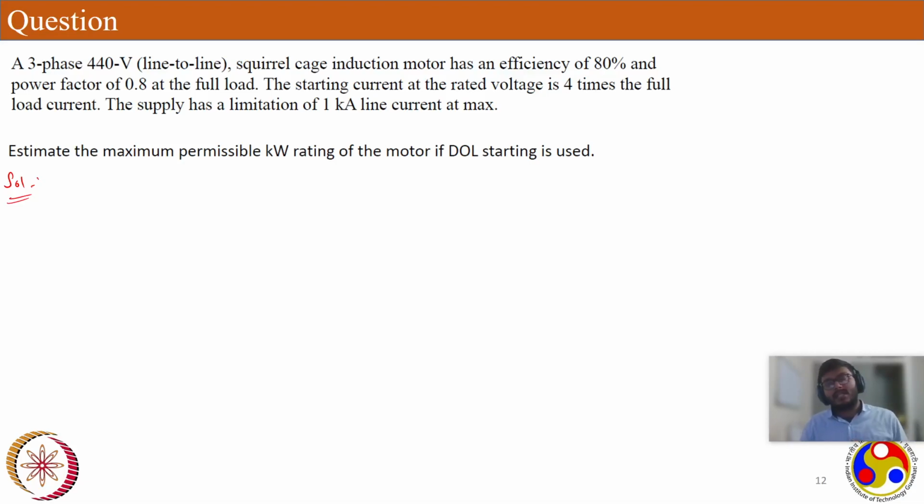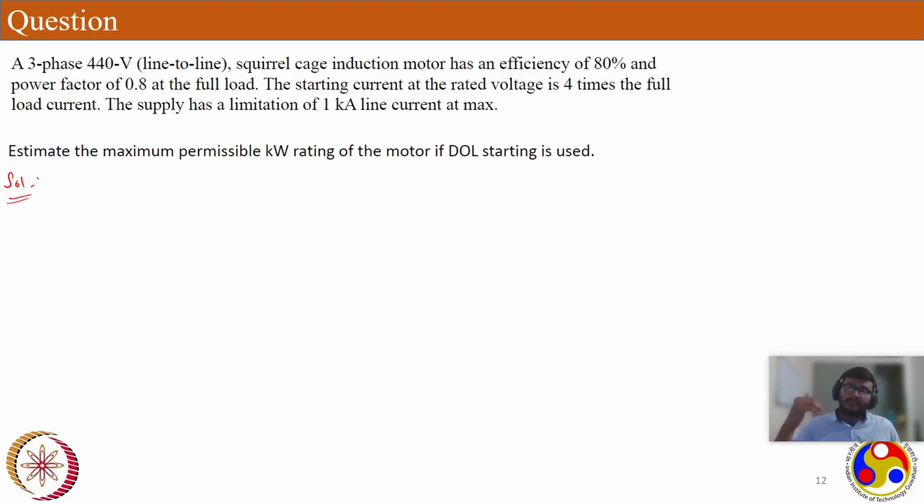Two weeks back we discussed the starting methods: direct online starting, auto transformer starting, reactor starting, and also star delta starting. We will apply those concepts here and see how we can solve the questions. Starting of induction machines is very simple. Using these starting methods, we are reducing the starting current burden. So let's say we have some X amperes of current at the starting.